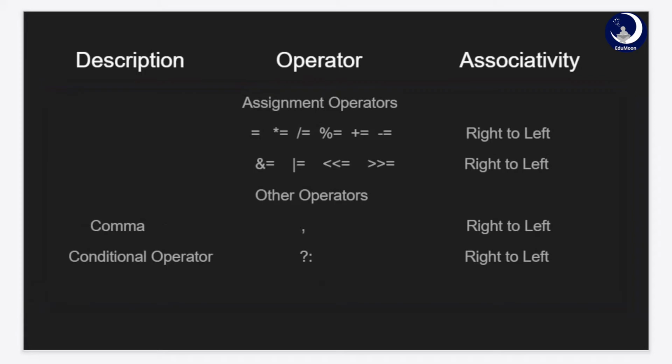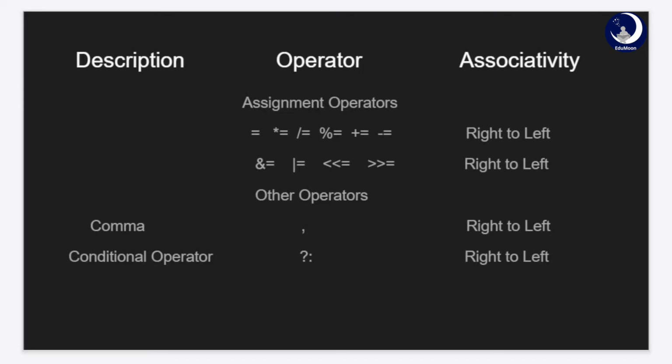For the assignment operators like equal to, multiplication and equal to, and likewise for all of them we have it from right to left. For other operators like comma and conditional operator, we have it from right to left. So that's all about precedence and associativity of operators.